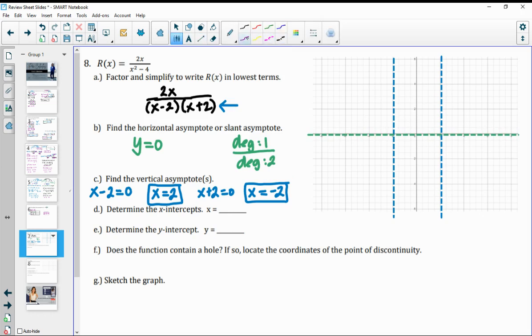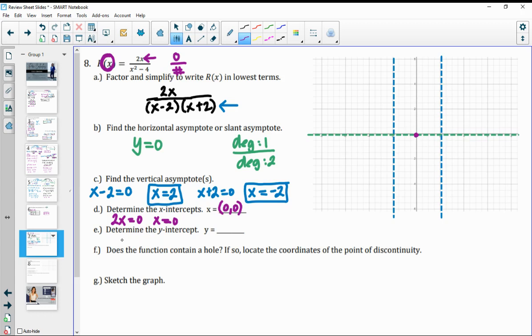Then it wants us to determine any x-intercepts. So remember that the x-intercept is where your function equals 0. So it's going to be where this r of x equals 0, which means that the top will be 0. Okay, because 0 divided by any number is 0. So as long as this top is 0, the whole function will be 0. So we'll set 2x equal to 0, divide by 2, and we get x equals 0. So this is actually an ordered pair, so we shouldn't really have x equals here, but it'll just be 0, 0 is your x-intercept. So that's going to be right there at the origin.